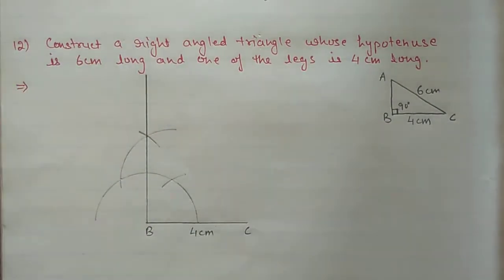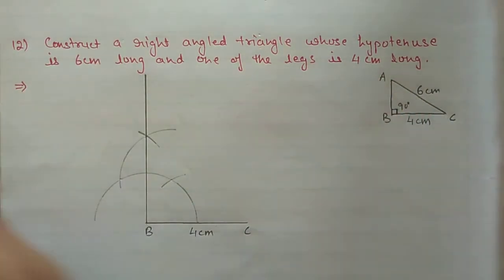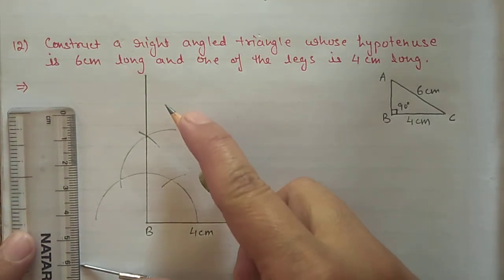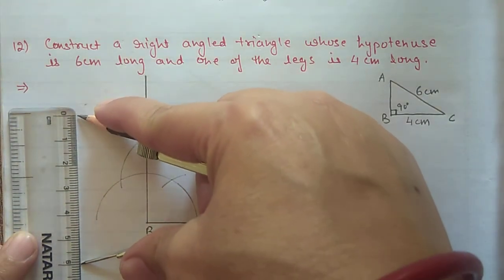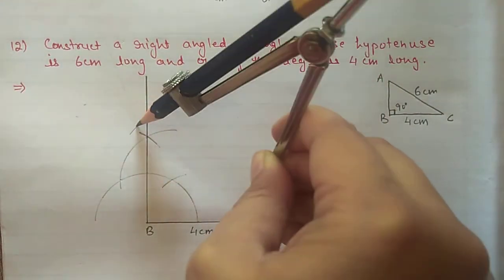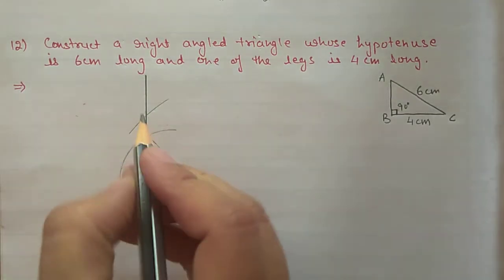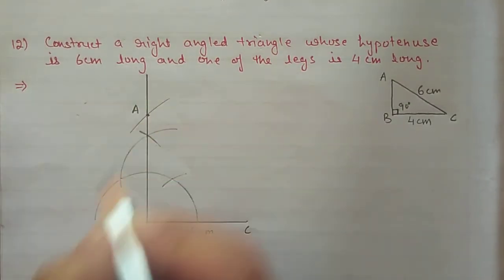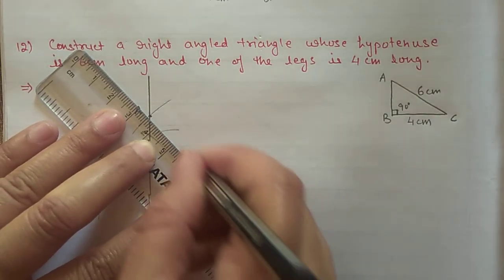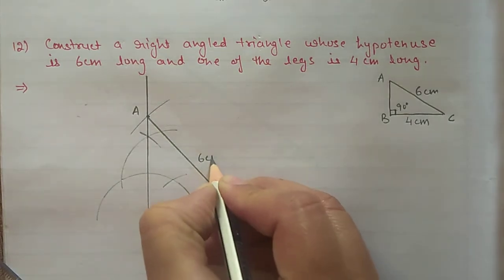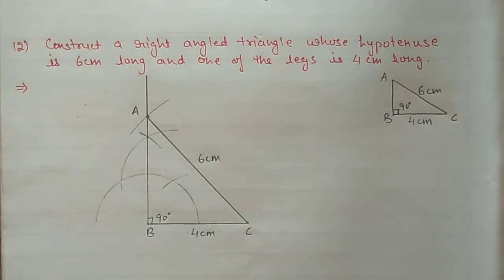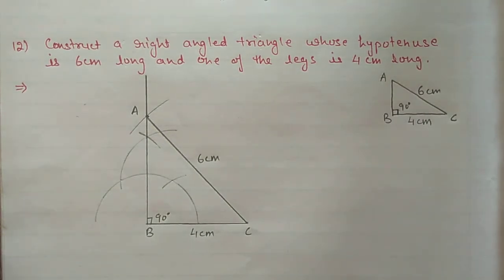This is 90 degree. Now this third side, this is 6 cm, so we will take 6 cm distance in our compass. And from C we will put one arc. Wherever this arc will cross this, that is the point A, and this point we will join to C. So all the construction of this exercise is over.